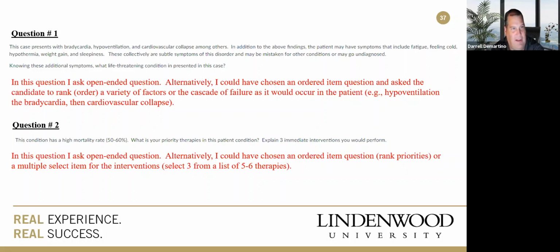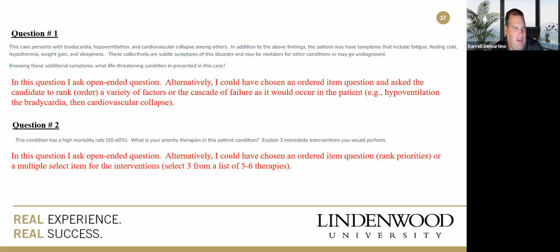So again, this is asked on my real exam as an open-ended item, a free-form text response. But I easily could have asked an order item question and asked them to rank things, such as rank or identify what you consider the most important items are. Or I could say, as an ordered item, can you show me the cascade of failure? So hypotension would typically occur, hypoventilation would occur, and then they become bradycardic, and then they go into cardiovascular collapse. So now I'm actually making sure they understand the pathophysiology of the process of deterioration happening in them.